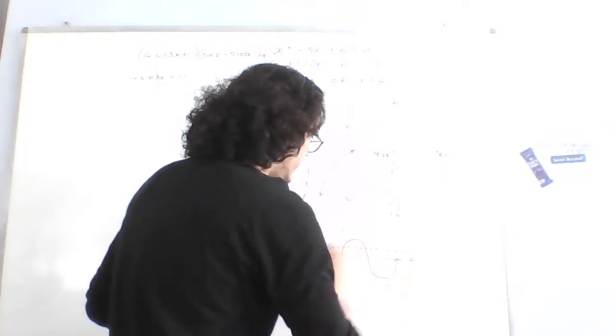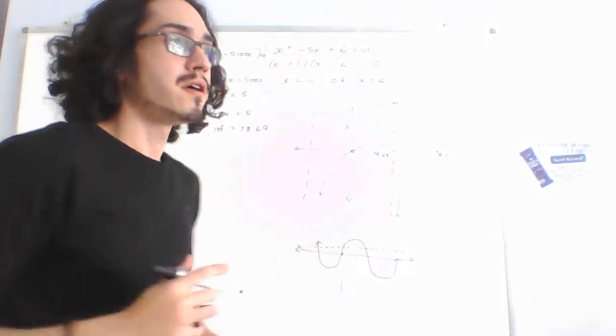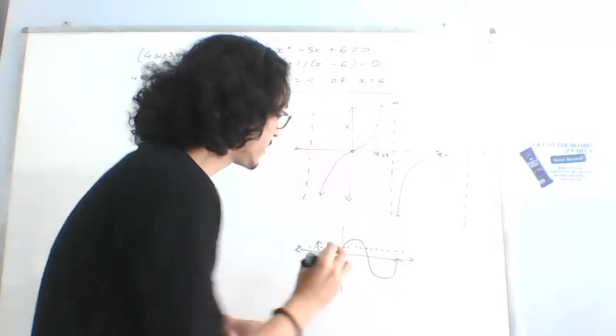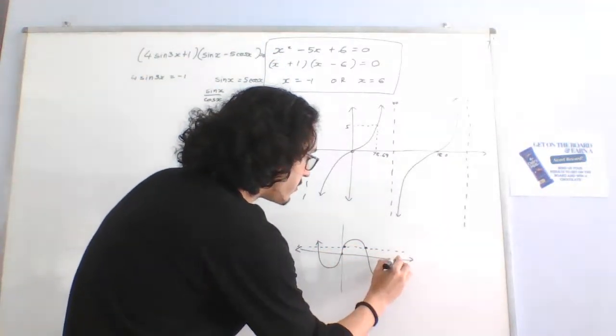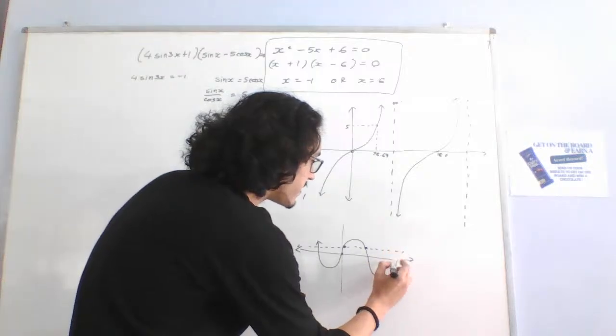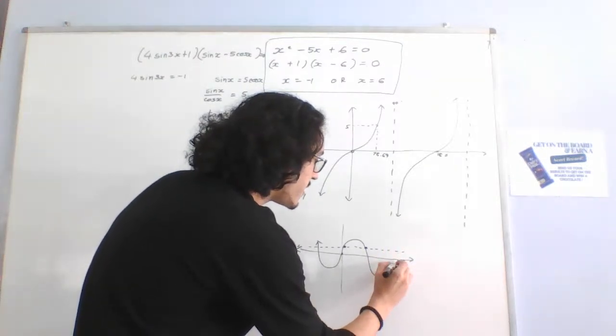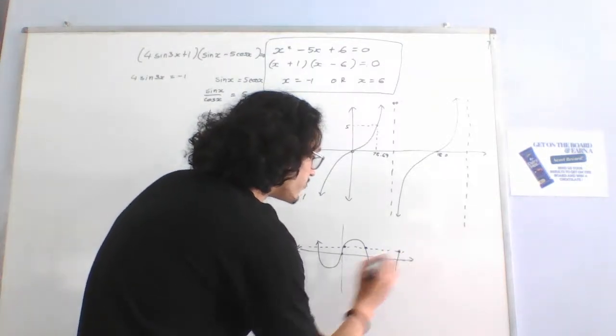Look at those solutions, right? Look at how they're oriented on the graph. You've got two solutions that are close together, and then one that would be further away. If I extend that one a bit, you've got another solution there.